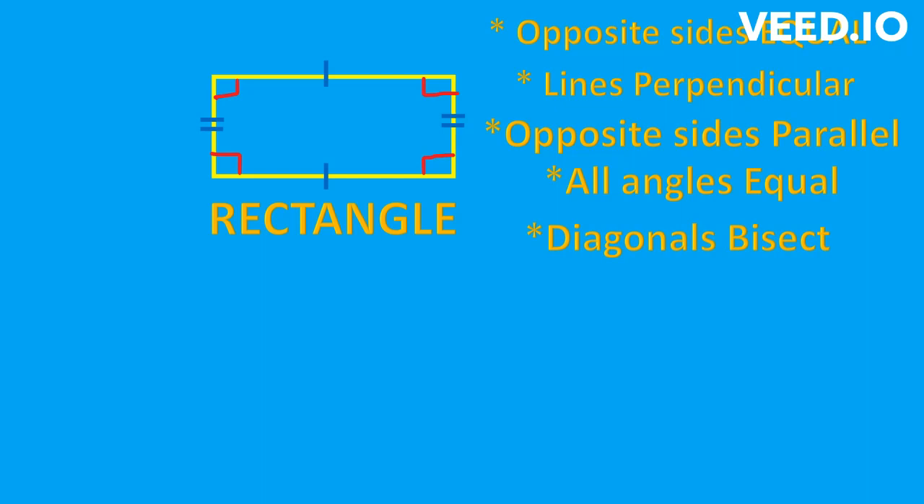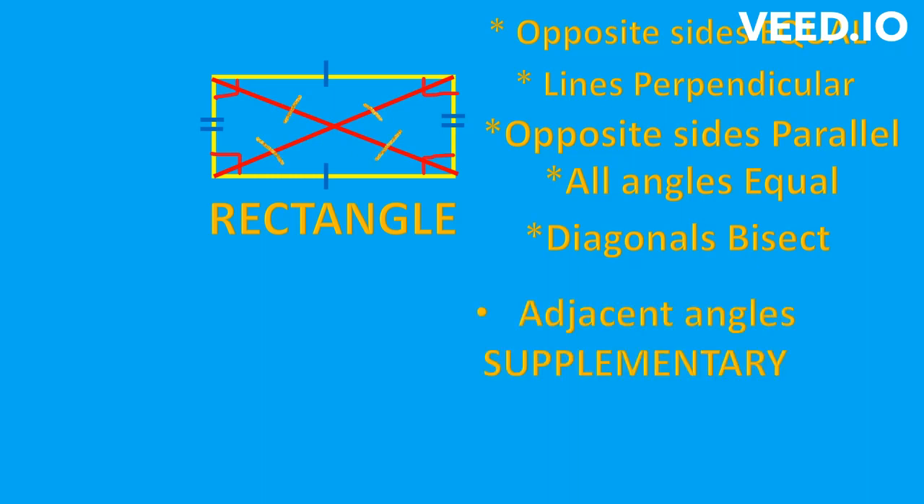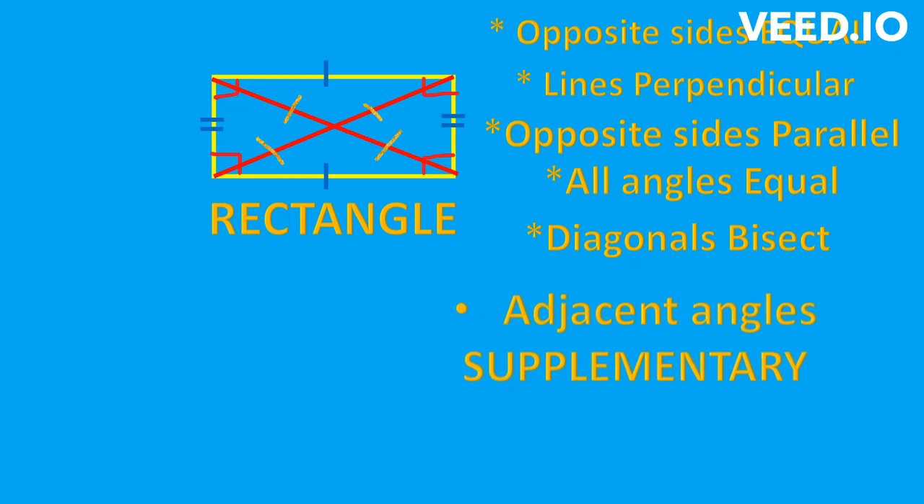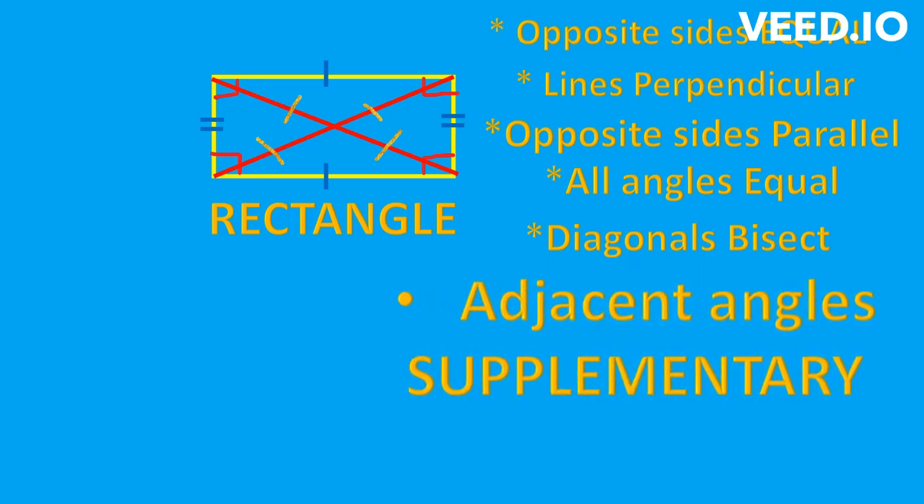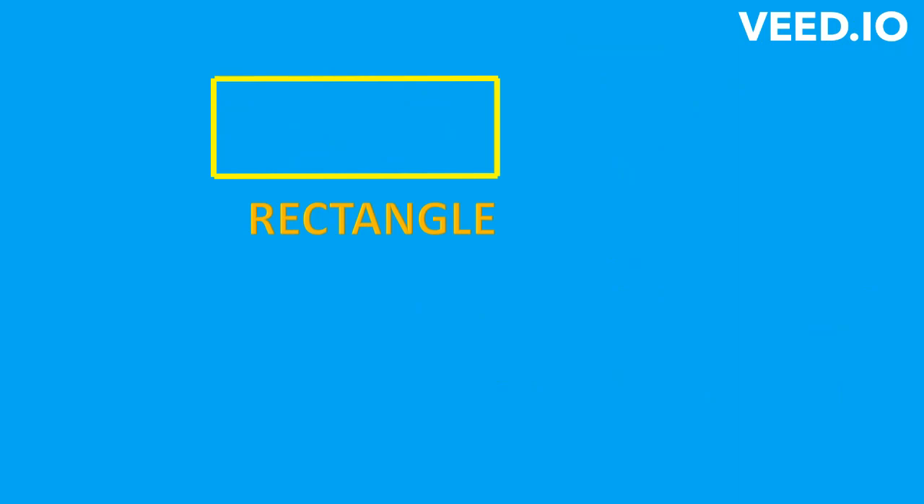The diagonals bisect each other, which means they cut each other in such a way that they make equal parts. That is the meaning of bisecting. And the adjacent angles are supplementary. They make 180 degrees together. We have a rectangle here. Let's play around with this shape and make a different one.